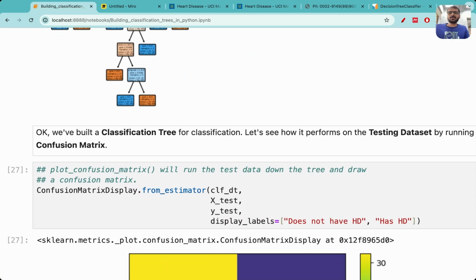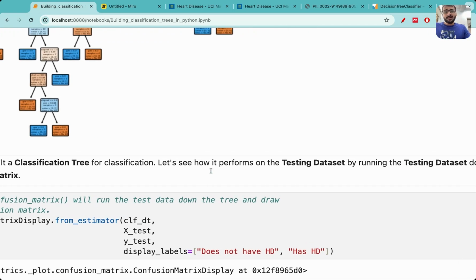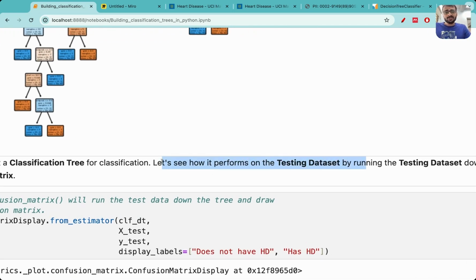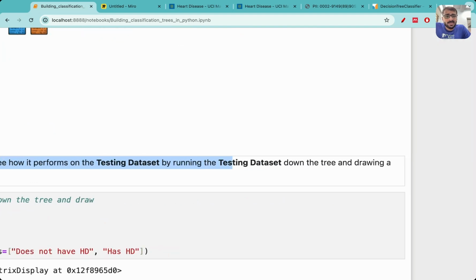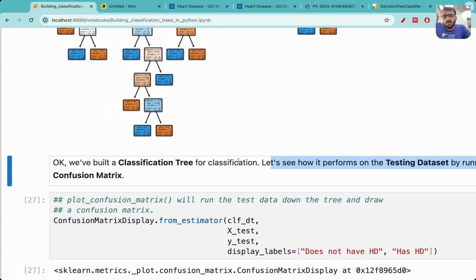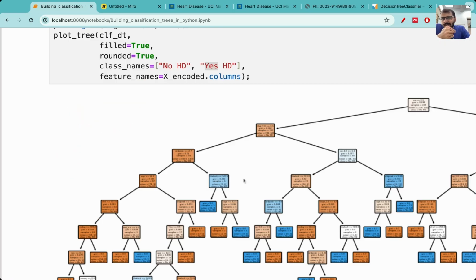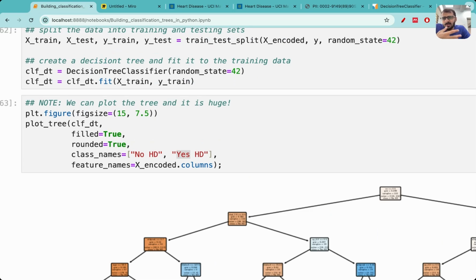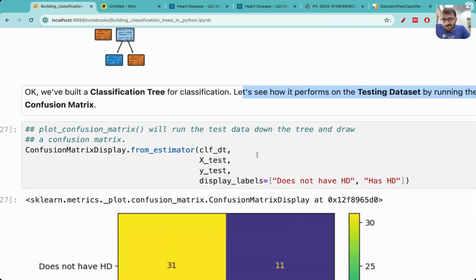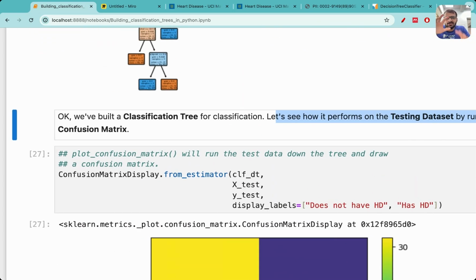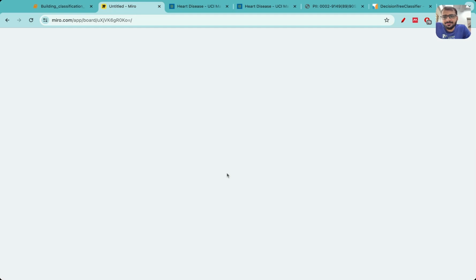Remember what I mentioned, it's not just important to have good training performance, but it's also important to see how the decision tree performs on the testing data set. So we are now going to evaluate the decision tree on the testing data, and this is where we'll be looking at the accuracy. I deliberately did not look at the training accuracy here, because honestly it does not matter too much. What's very important for us is the testing accuracy.